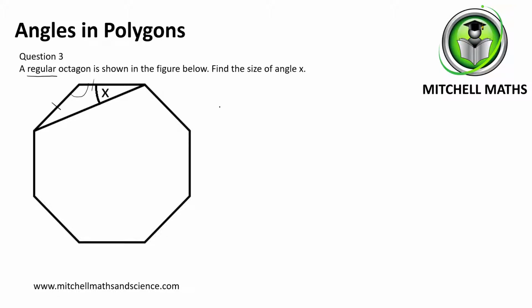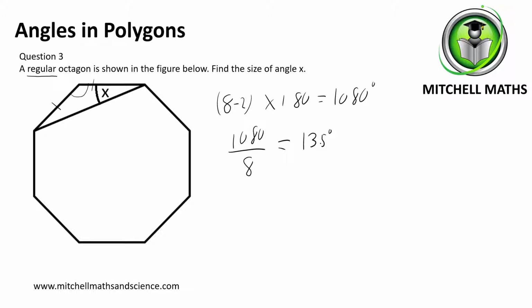So what we need to do is the number of sides, take away 2, times 180, which is 1080 degrees. And then we divide the total sum of the interior angles by the number of angles, which is 8, because it's an octagon, an 8-sided shape. And that's equal to 135 degrees. So we know this angle here is 135 degrees.